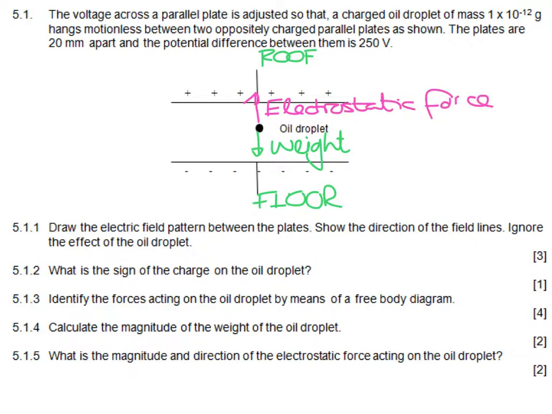Draw the electric field pattern between the plates. What's important is that you have a uniform field all the way across, which means that it's straight lines and they're evenly spaced. They must go from positive to negative. And then finally, at the ends, you must show the curved electric field at the ends.